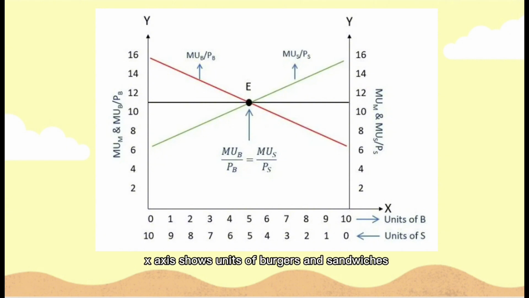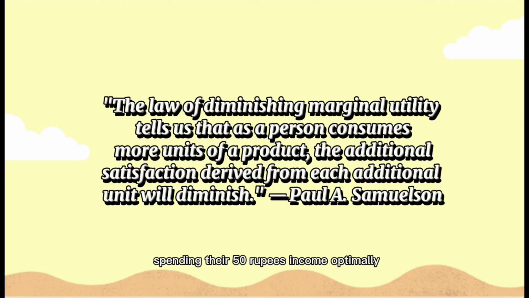In the graph, the x-axis shows units of burgers and sandwiches, and the y-axis represents the marginal utility of burgers and sandwiches, and marginal utility of money. Also, point E is the consumer's equilibrium where burgers and sandwiches provide equal marginal utility. The consumer is most satisfied by buying 5 units each of burgers and sandwiches, spending their 50 rupees income optimally. According to Paul A. Samuelson, the law of diminishing marginal utility tells us that as a person consumes more units of a product, the additional satisfaction derived from each additional unit will diminish.